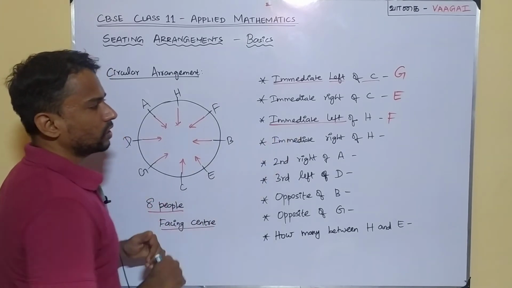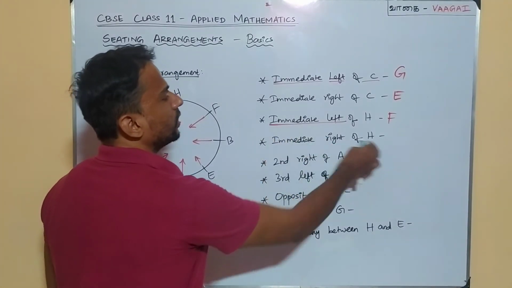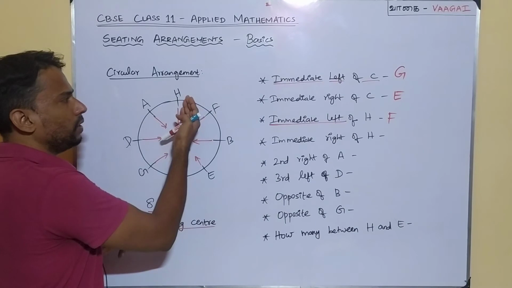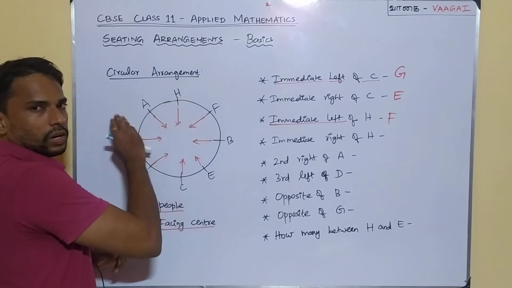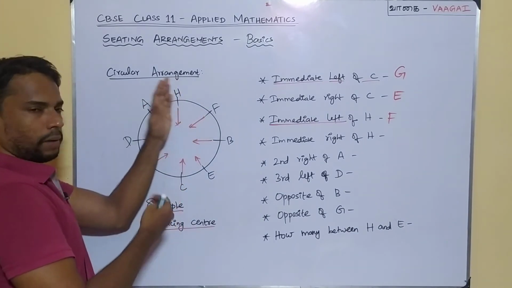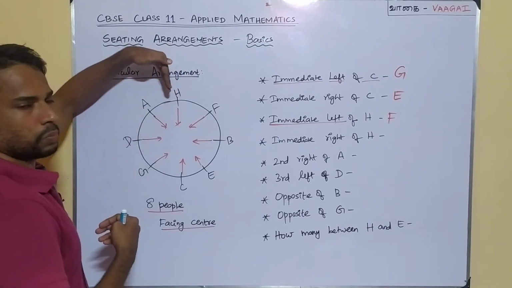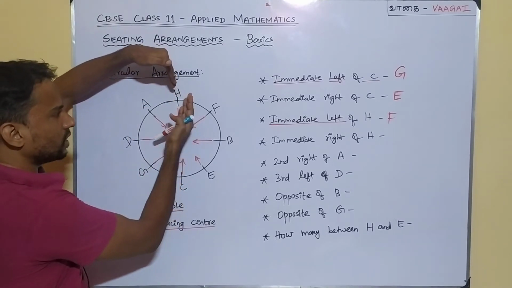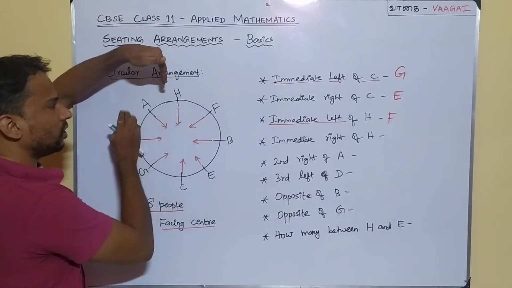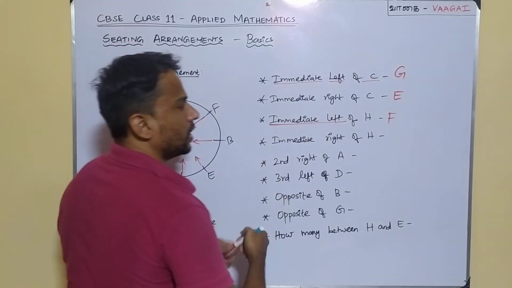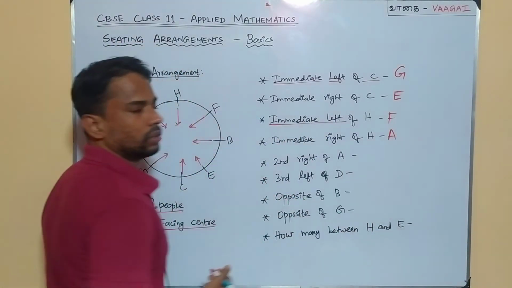Now see the next question. Who is seated to the immediate right of H? So immediate right of H will be H's right hand side. For me I am showing it to my left hand side, but for the person H, the right hand side will be like this. So immediate right of H will be this person A. That means the answer is A for this question.